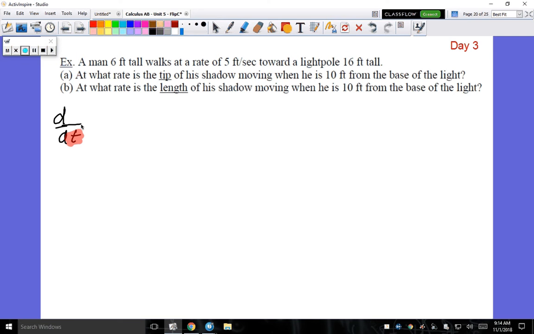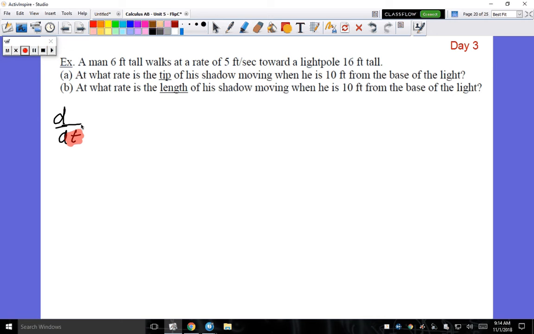A man 6 feet tall walks at a rate of 5 feet per second toward a light pole 16 feet tall. At what rate is the tip of his shadow moving when he is 10 feet away from the base of the light? And at what rate is the length of his shadow moving when he is 10 feet from the base of the light?